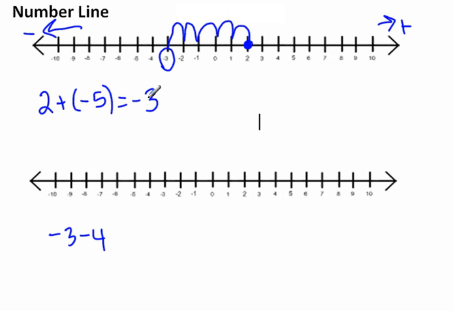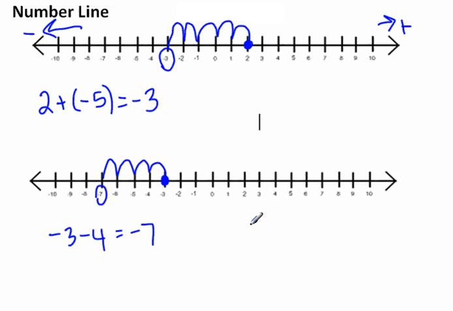So this is the same problem that we already did, but instead of using the algebra tiles as a model, we're using a number line as a model. Second problem, I begin at -3, which is right here. And it says subtract 4, which means I'm going to move 4 in the negative direction. 1, 2, 3, 4. And I've landed at -7, so the same answer that I got before.